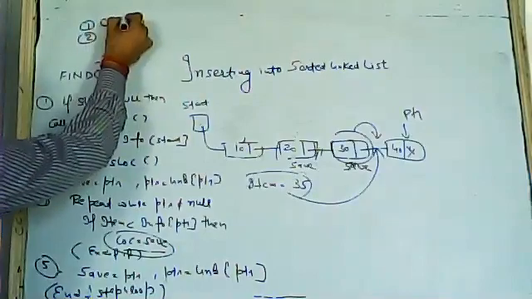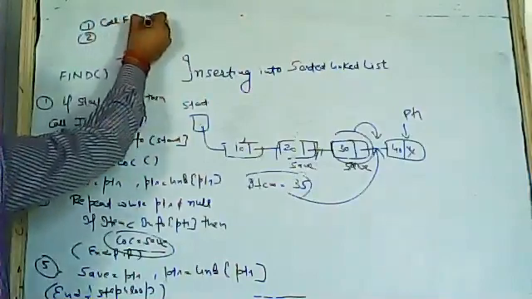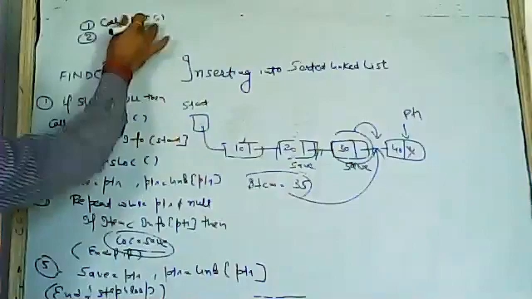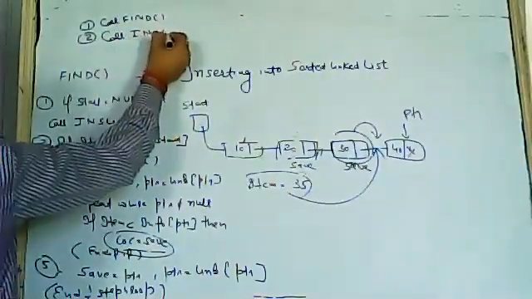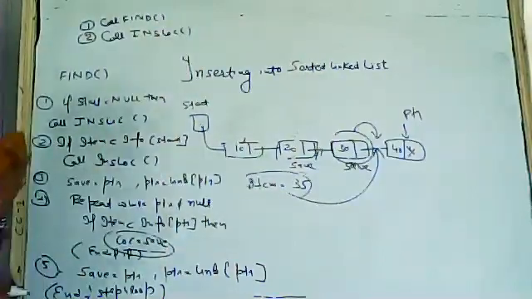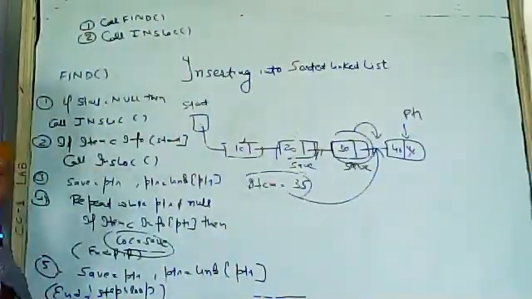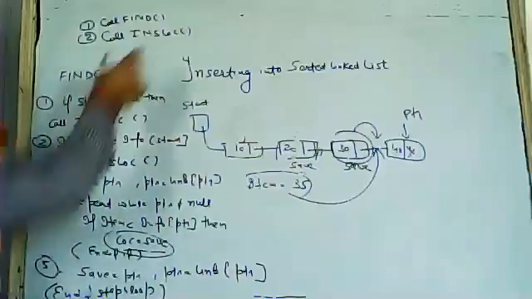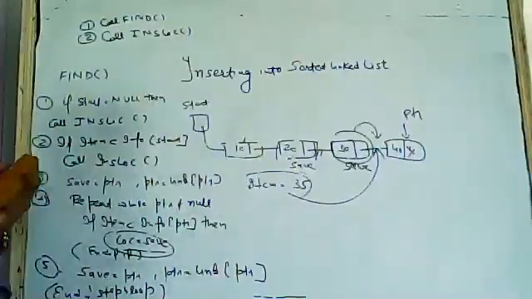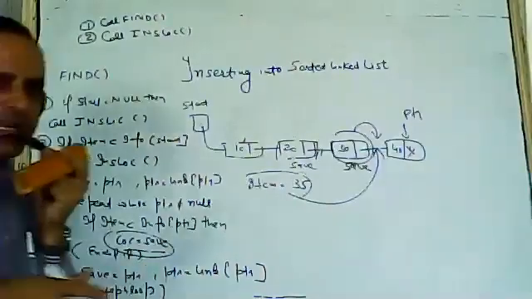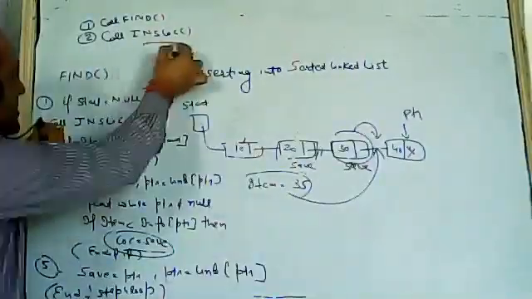Call find means find the location, this algo, and once you find the location, then call insert location. This is the main algo, only 2 steps. Find the position and insert. Find the position, the algo we did today, and insert location algorithm you have already done in the last lecture.